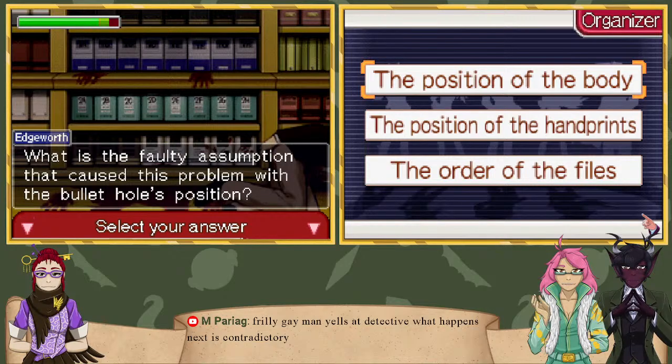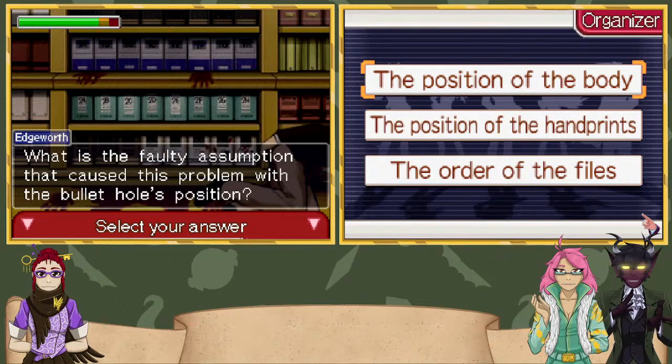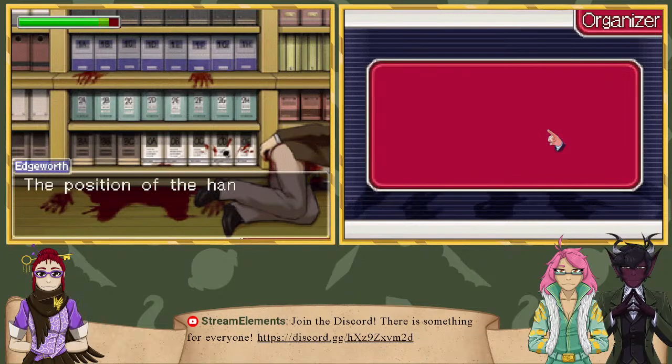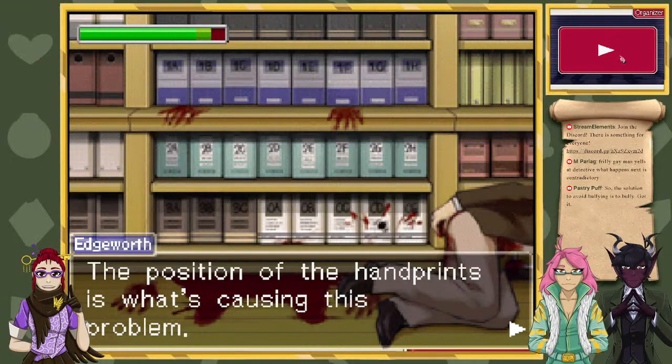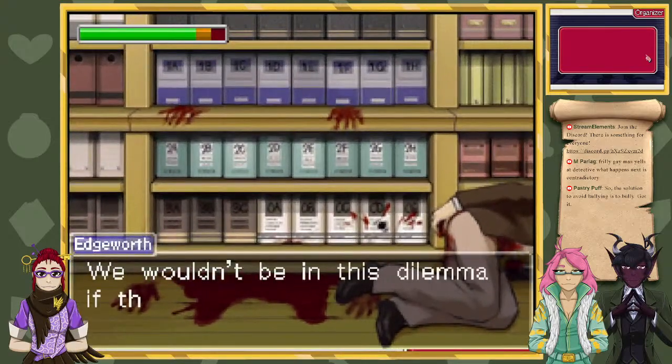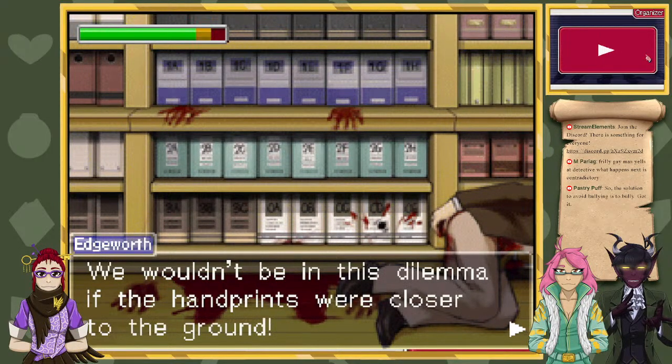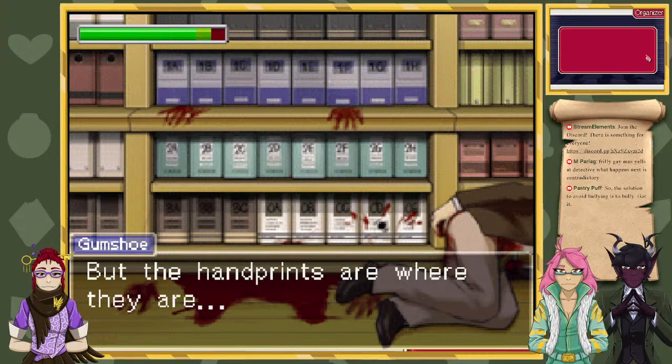Could be the order of the files, if they were on a different shelf, but we were fairly confident Gumshoe knew that was where they first were. I trust Gumshoe enough. Let's do number two. Position of the handprints. Yeah, we did point those out as the big weird thing, so that tracks. The position of the handprints is what's causing this problem. We wouldn't be in this dilemma if the handprints were closer to the ground. But the handprints are where they are.